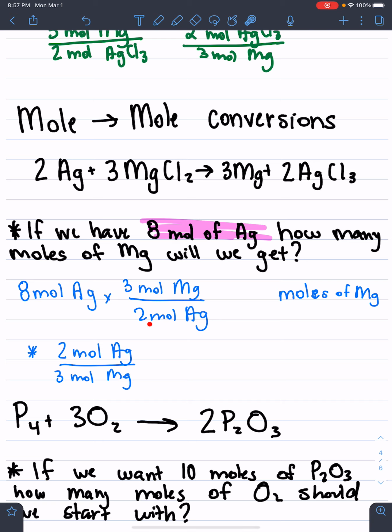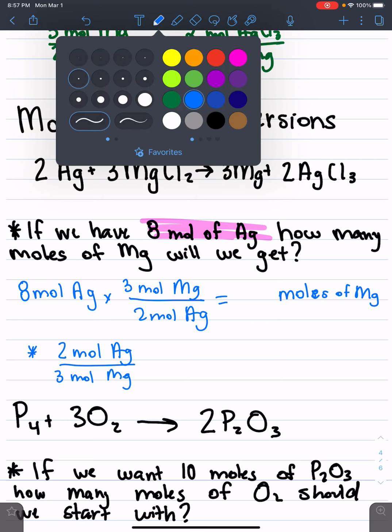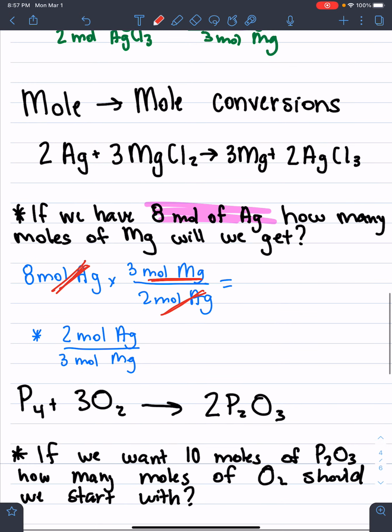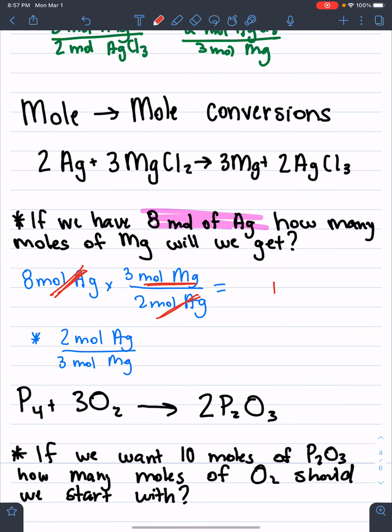All right, so we got that. We have 8 moles of Ag, and we're using this fraction, and we're going to times. So to do that, again, we're going to be crossing this out. So these units are going to cancel out. So our ending units are going to be moles of Mg, which is nice because we know that was what we wanted to end with. We wanted to get moles of Mg. So that's going to be our ending unit, moles of Mg.